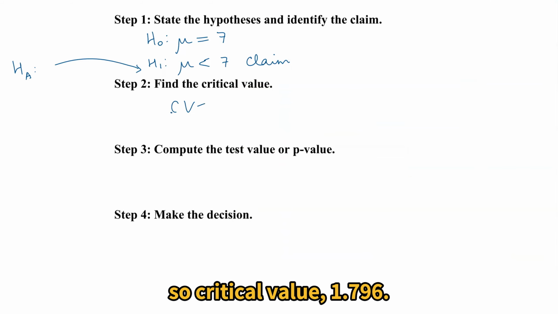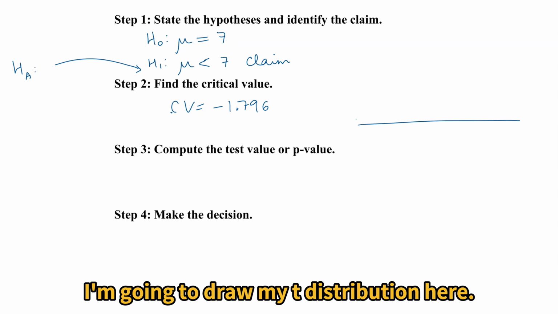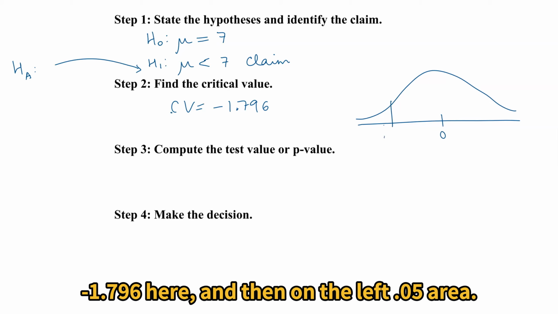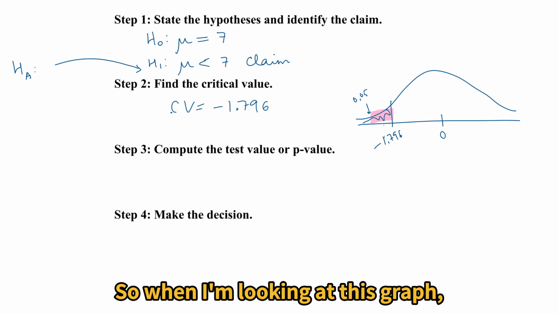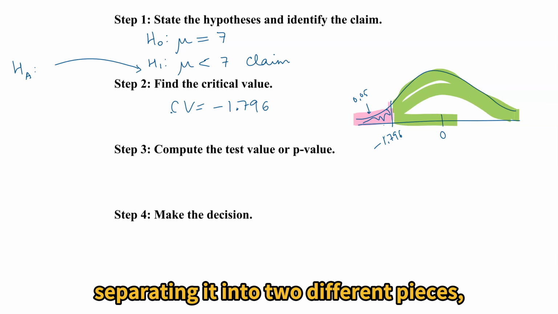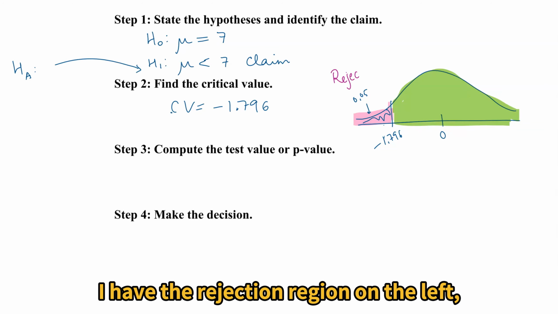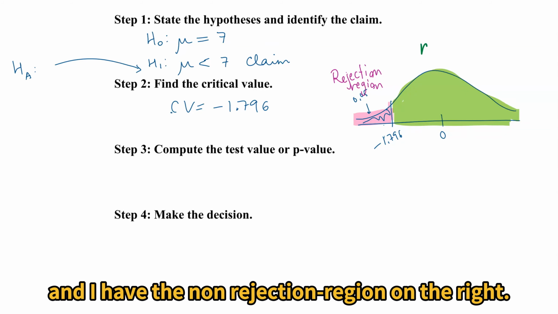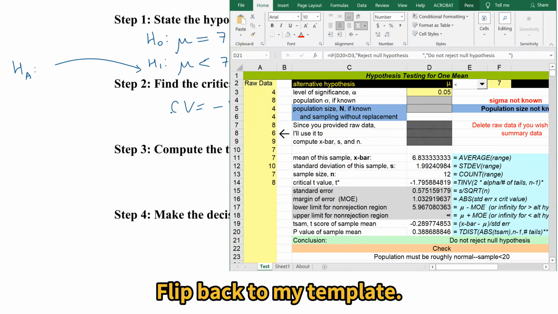So critical value 1.796. I'm going to draw my t distribution here. I've got negative 1.796 here, and then on the left is 0.05 area. So when I'm looking at this graph, separating it into two different pieces, I have the rejection region on the left, and I have the non-rejection region on the right. Flip back to my template.